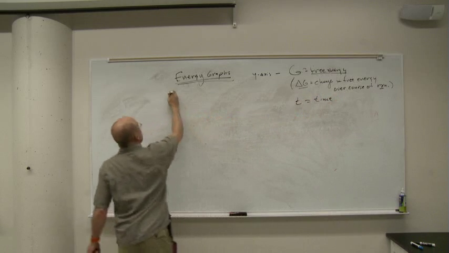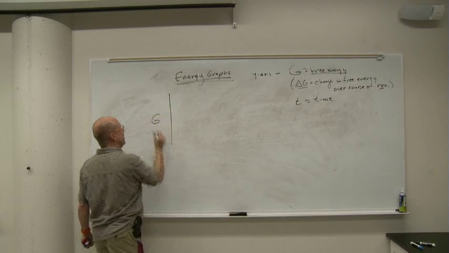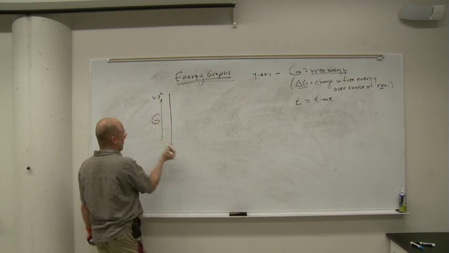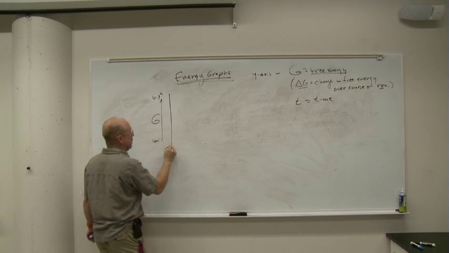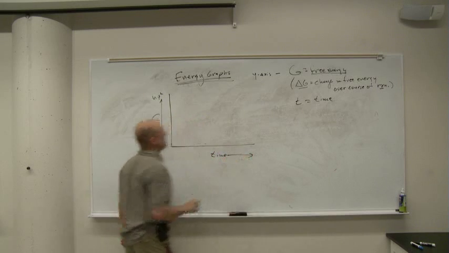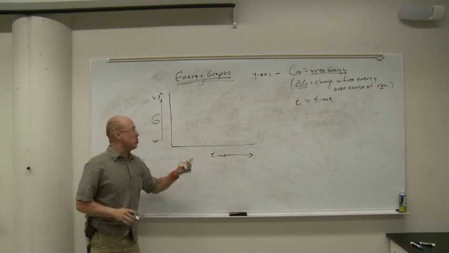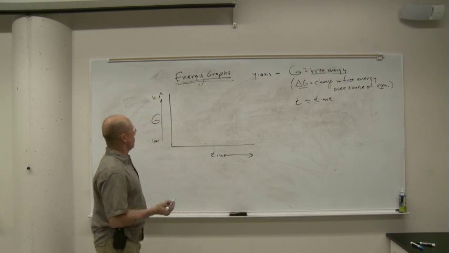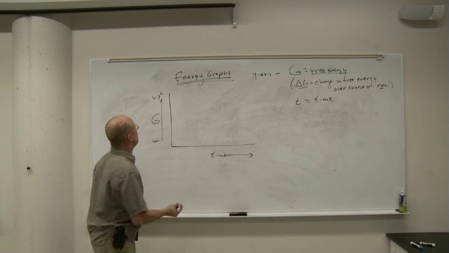So on the y-axis, we'll always place G, and of course, it's high at the top of the axis, low at the bottom. And then we'll have time. Time is increasing to the right. That's the basic graph, the x, y, two-coordinate system that we use. So to describe a reaction.